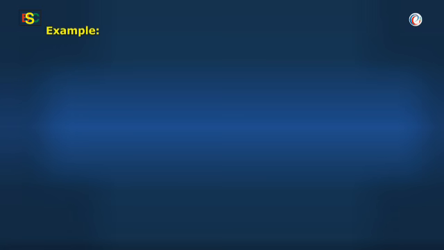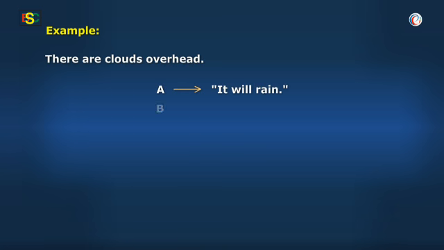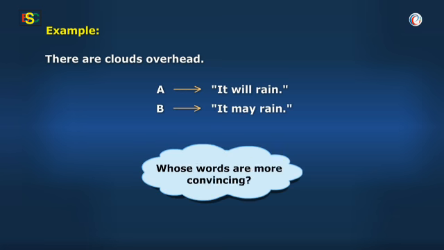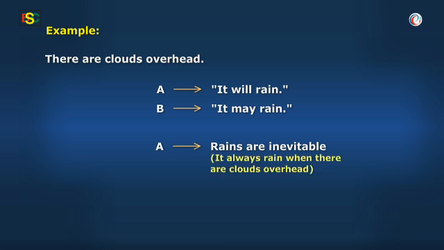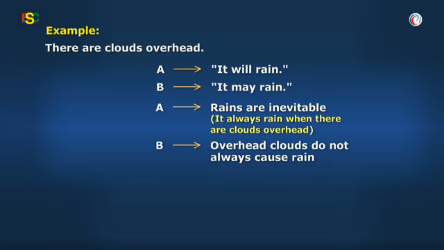Here is an example. There are clouds overhead. A says it will rain, and B says it may rain. Whose words are more convincing? Obviously, A is concluding that rains are inevitable. His assumption is that it always rains when there are clouds overhead. But B is assuming that overhead clouds do not always cause rain.